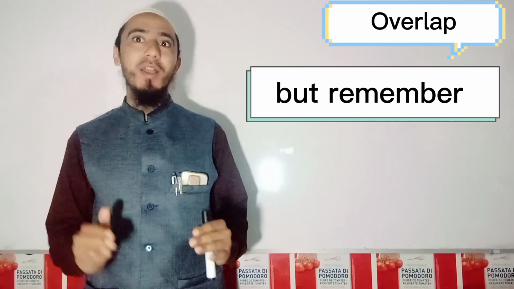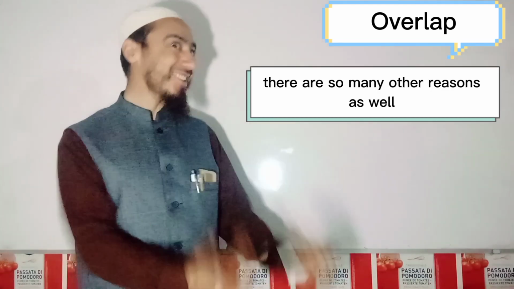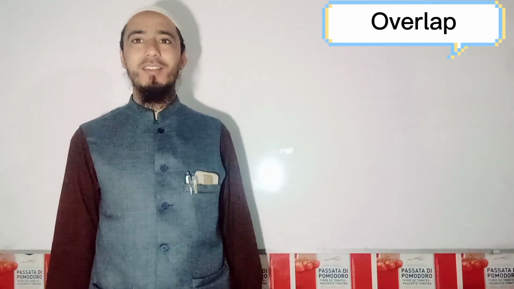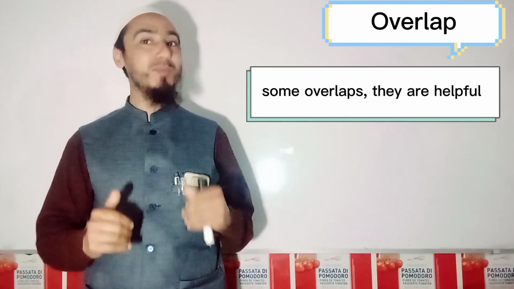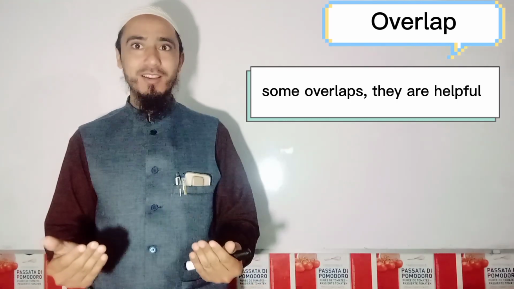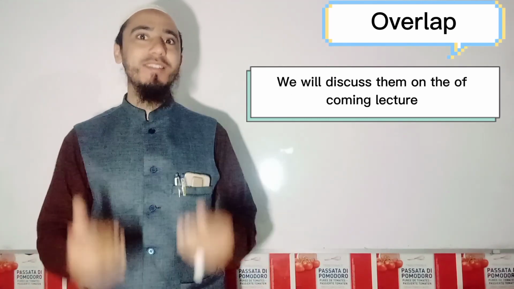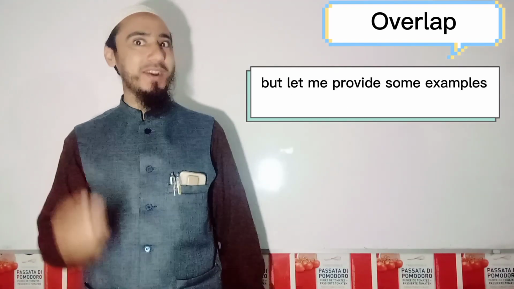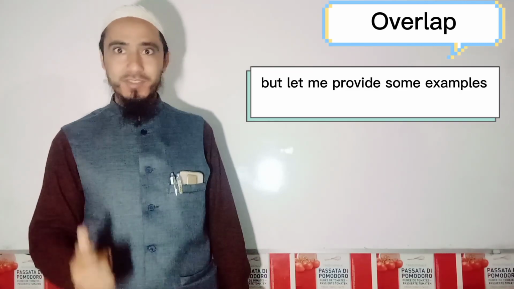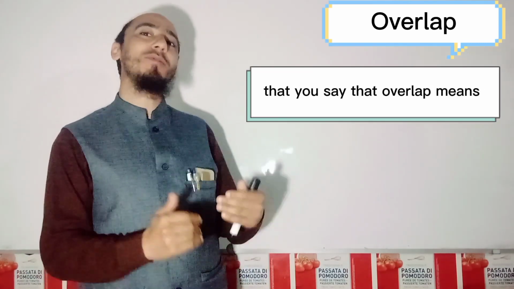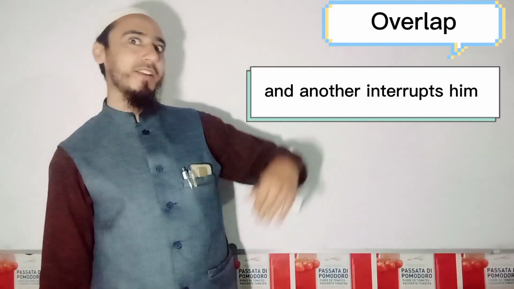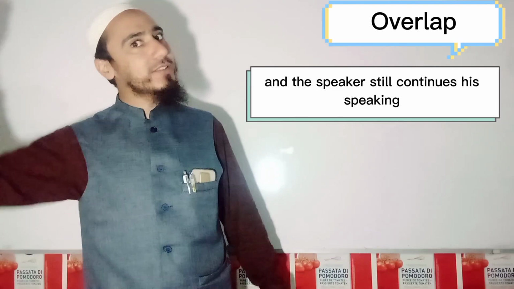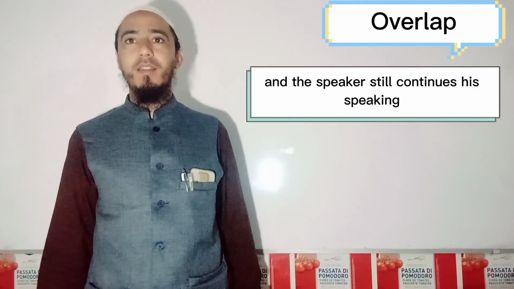But remember, there are so many other reasons as well, because some overlaps are cooperative. Some overlaps are helpful. What are they? We will discuss them in the upcoming lecture, but let me provide some examples so that you will not be confused. You say that overlap means that whenever one person is speaking and another interrupts him and the speaker still continues his speaking.